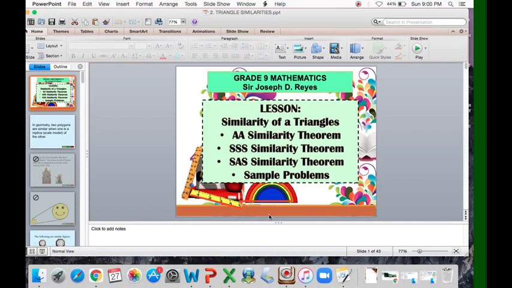Okay? So that's all about similarity of triangles, AA similarity theorem, SSS similarity theorem, and SAS similarity theorem with sample problems.